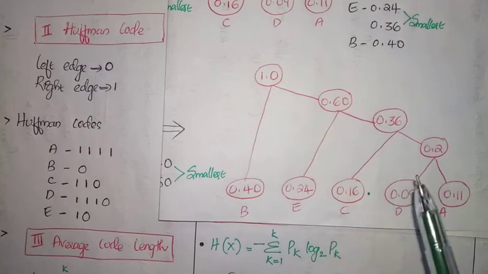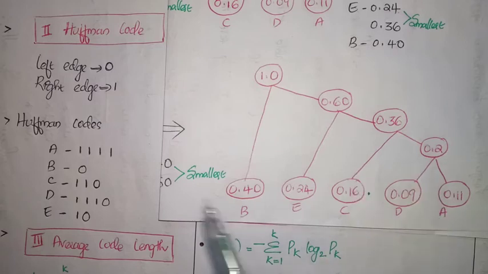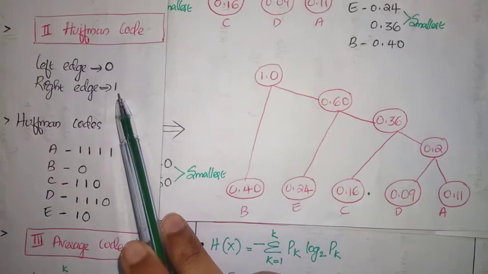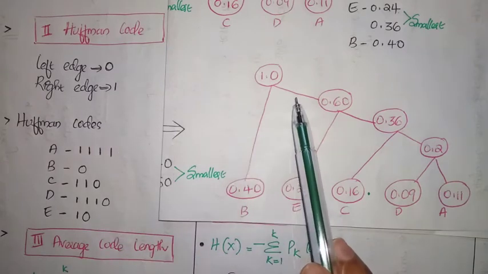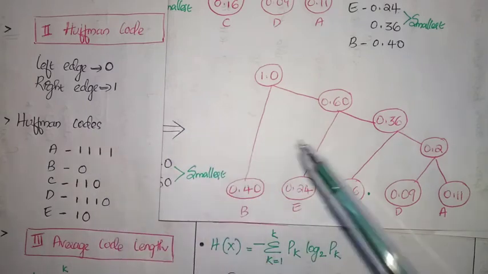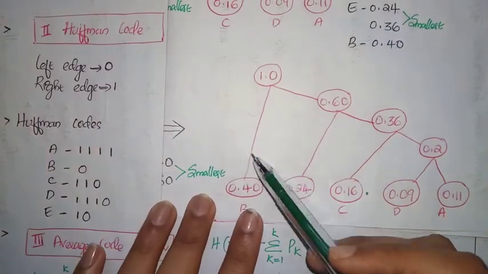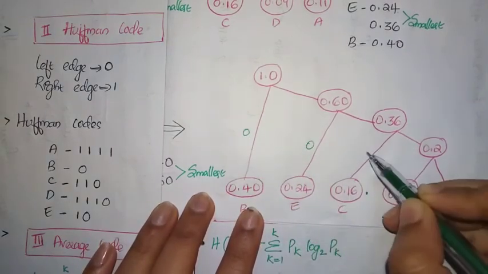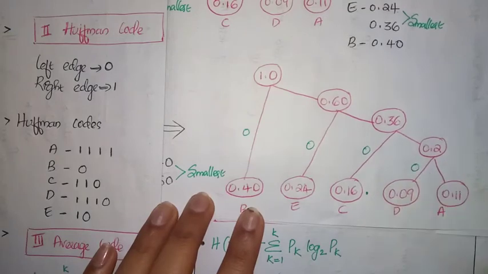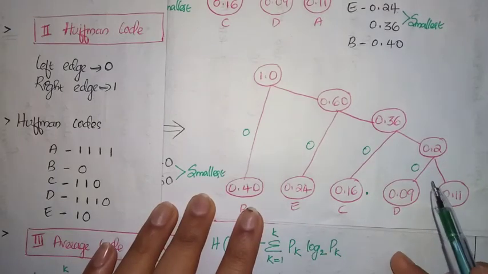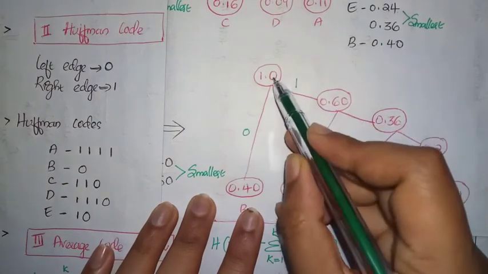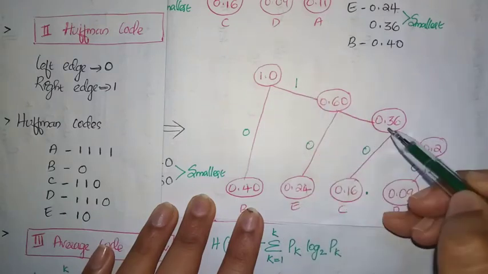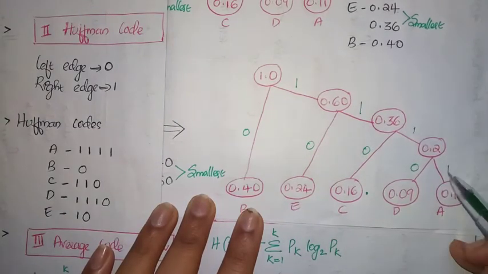The work is just to put 0 on the left edge and 1 on the right edge. So 0 is placed on the left edge and 1 will be placed on the right edge. Here we know that this is the left edge, so we placed a 0 here. And this is a left edge, this is also a left edge. On the left edge, we will be placing a 0. And the right edge, when we compare with this node, this is the right edge of this particular node. On the right edge, a 1 is placed. So here 1, and here 1.